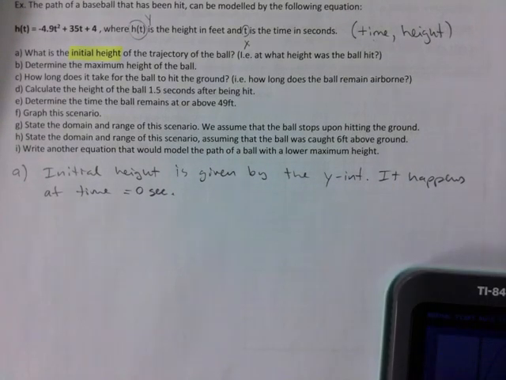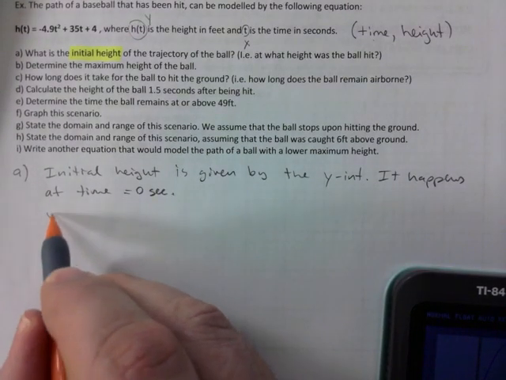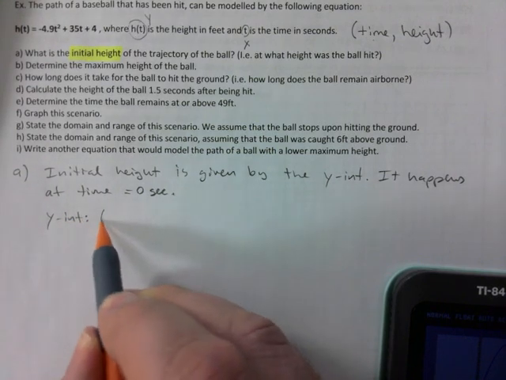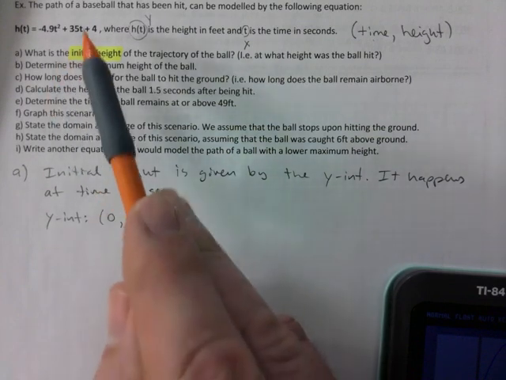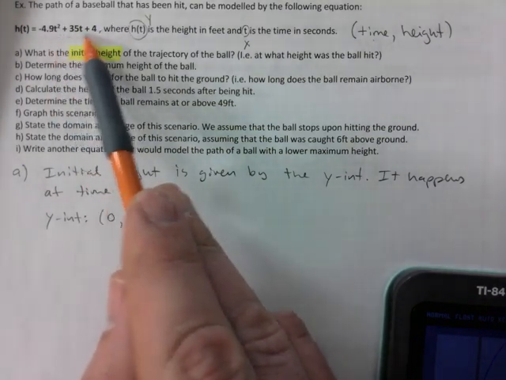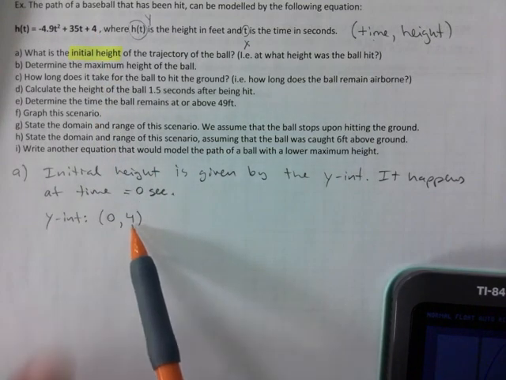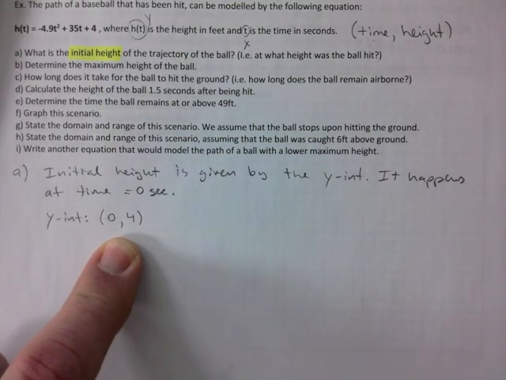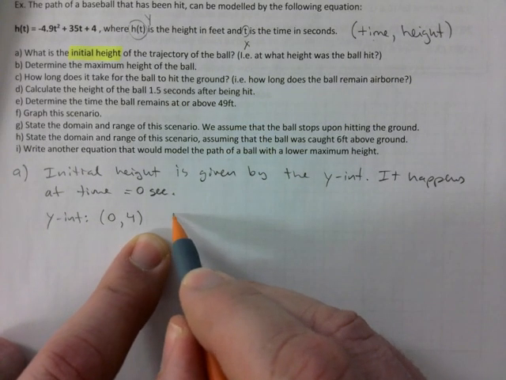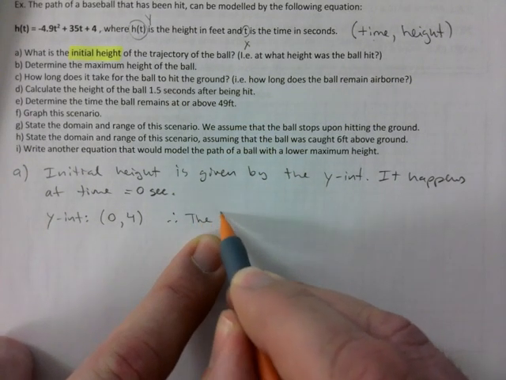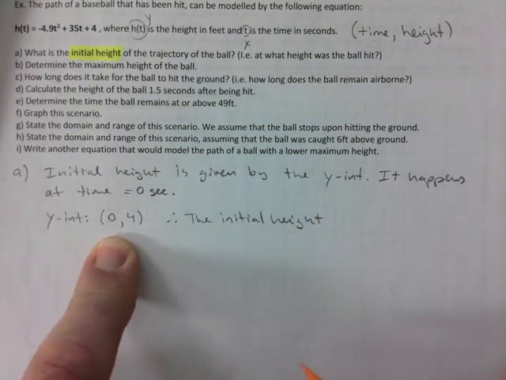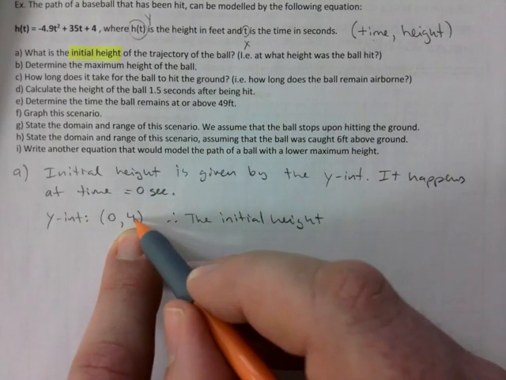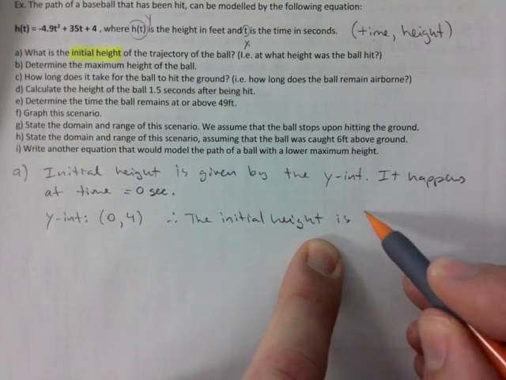Okay. So from here, we can say that the y-intercept is (0, 4). Can we say that? We can, because it's in general form, right? So that 4 is my y-intercept. So the y-intercept gives me the initial height. Therefore, the initial height, please don't leave it like that. A lot of students just give me the (0, 4). You're very close, but you're not quite there. It is just this, 4 feet.